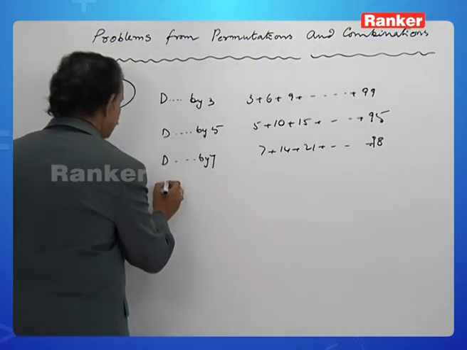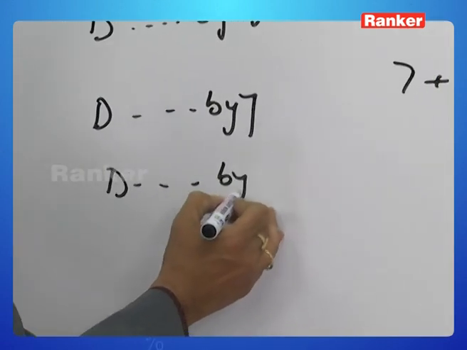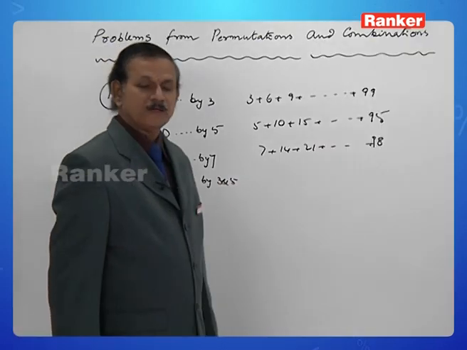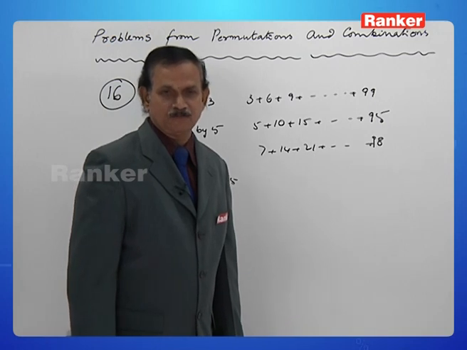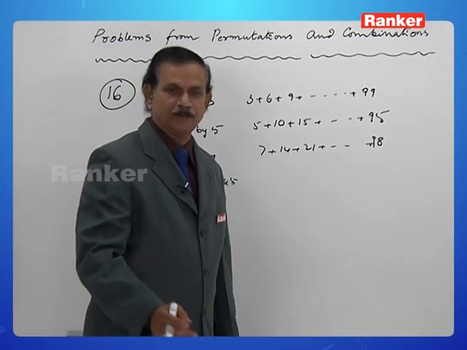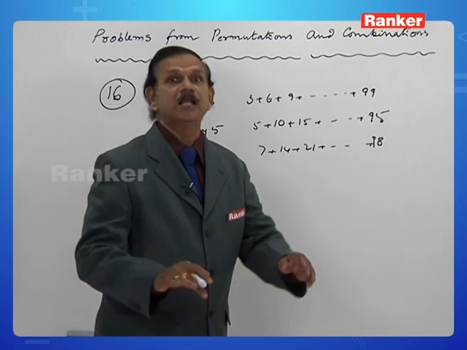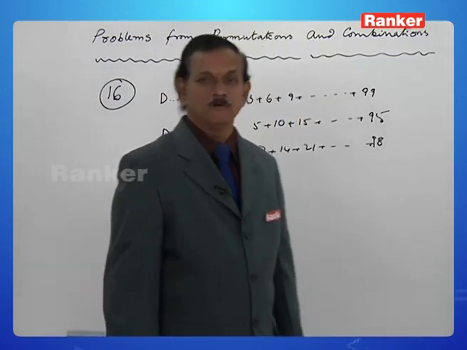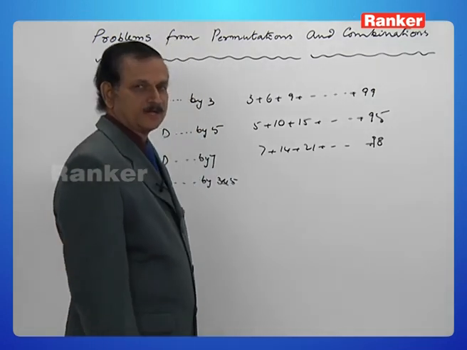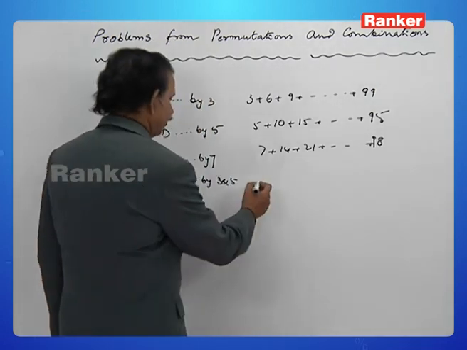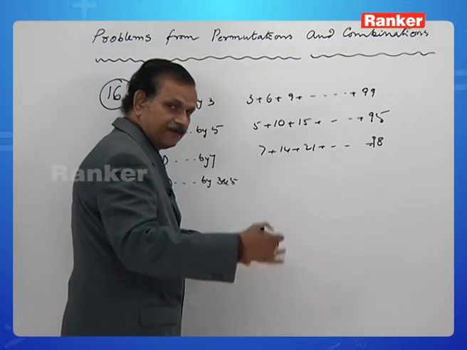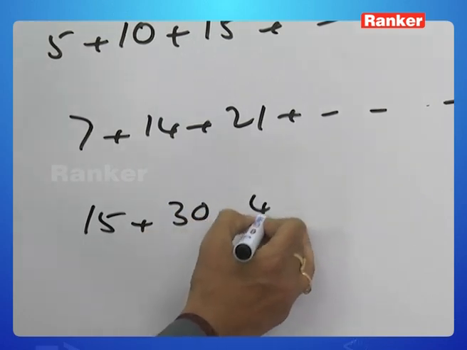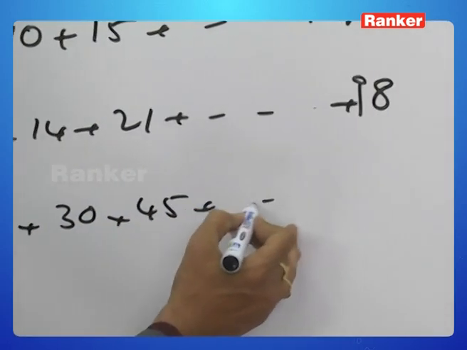Next, divisible by 3 and 5. We know that a particular number is divisible by 2 integers A and B if and only if it is divisible by their LCM. What is the LCM of 3 and 5? 15. Therefore, we have to seek those numbers which are divisible by 15. How many are they in number? What are they? Divisible by 15. That is 15 plus 30 plus 45 and so on, up to 90.